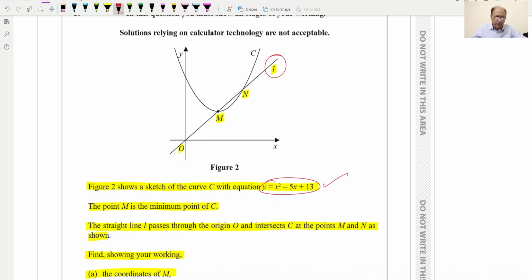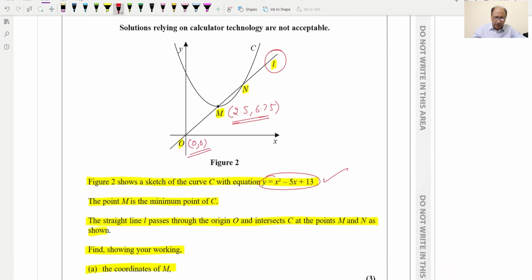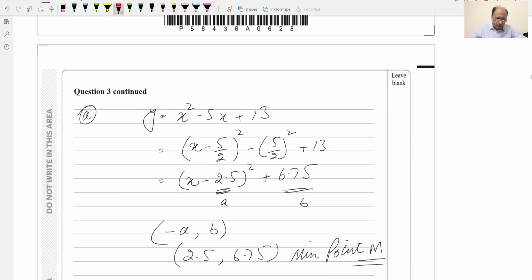So we will be using the origin. We can use the origin and point M. We have the coordinates of M, which are 2.5 and 6.75, and the coordinates of the origin are 0, 0. So we will use this point and this point to find the gradient and to write the equation of line L. So the m value we will find first.